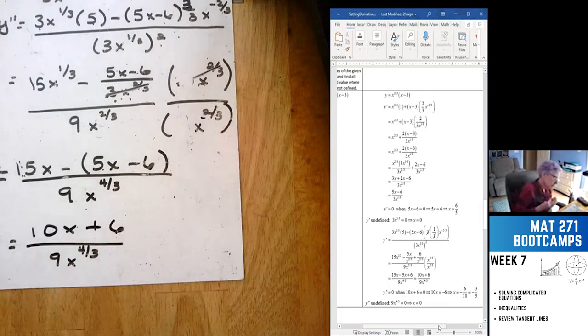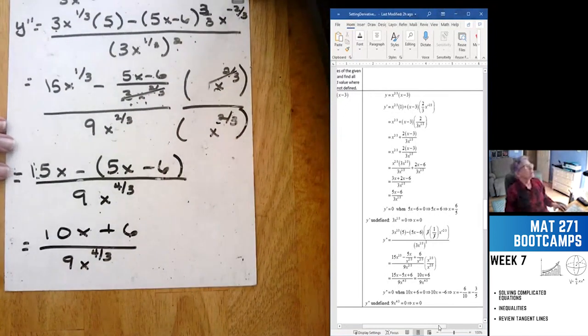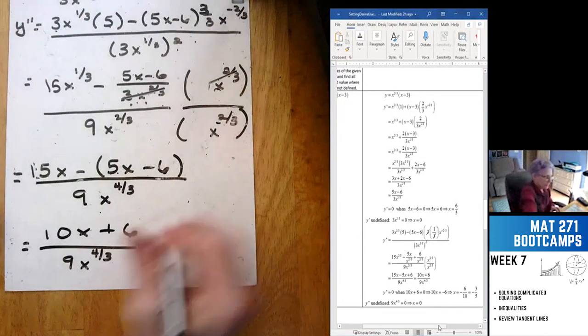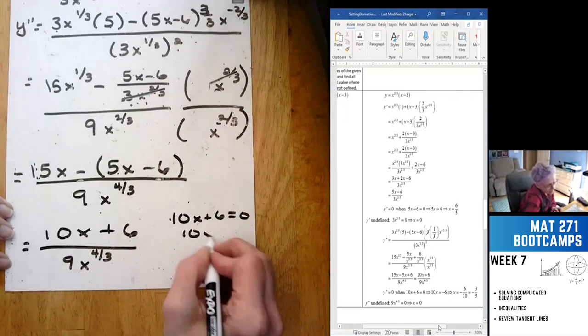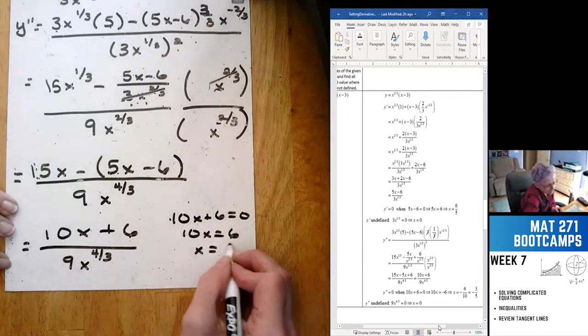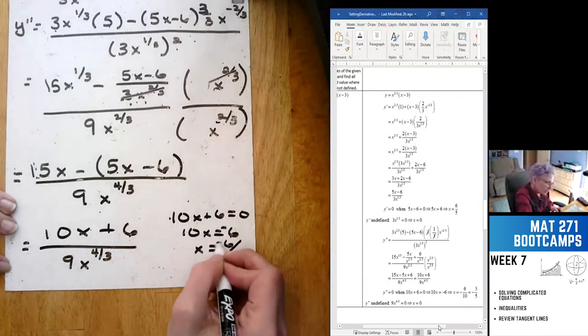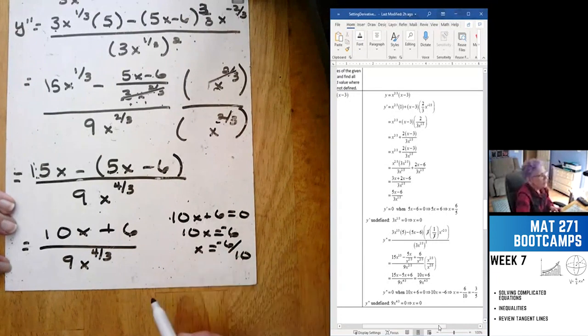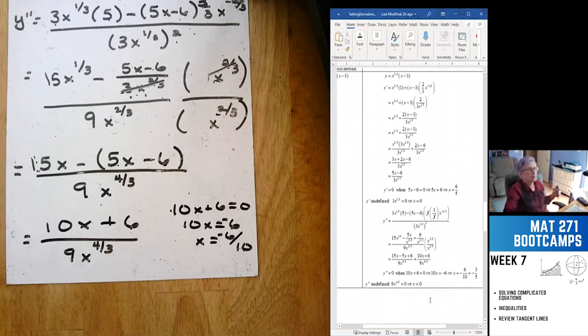Hate it when I make mistakes. So now this is going to be equal to 0 when 10x plus 6 is equal to 0. So when 10x is equal to negative 6, so when x is equal to negative 6 over 10, or negative 3/5, because I needed to subtract 6 from each side. And it's undefined when x is equal to 0. Questions? Okay.